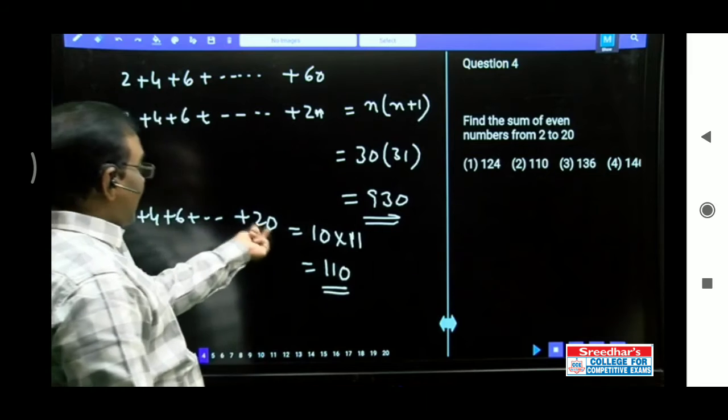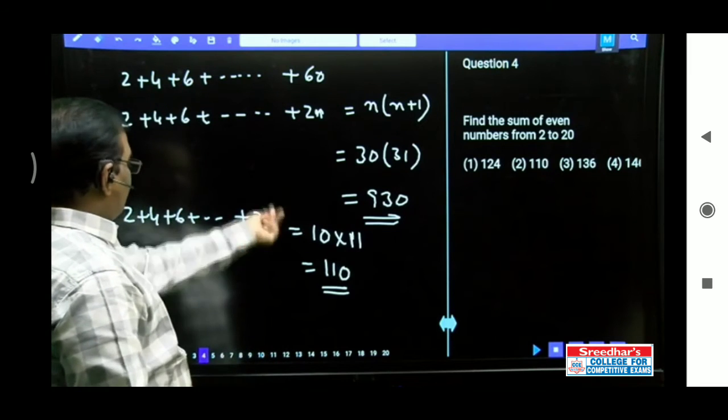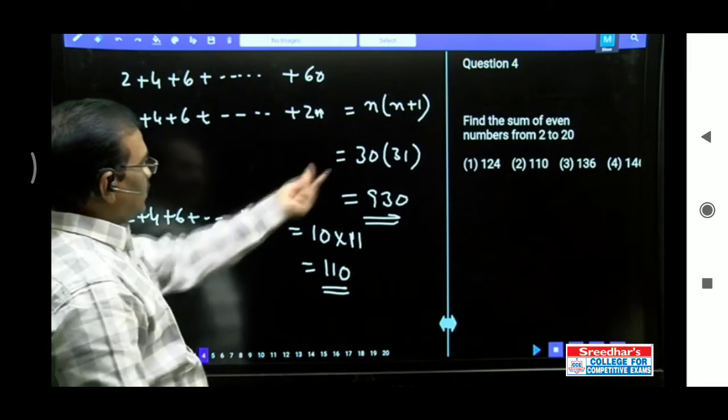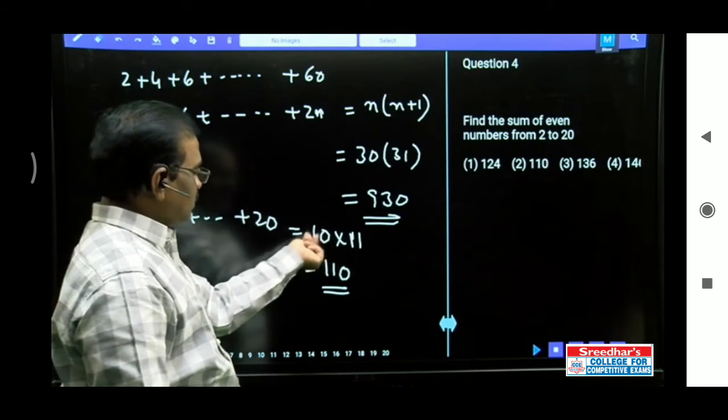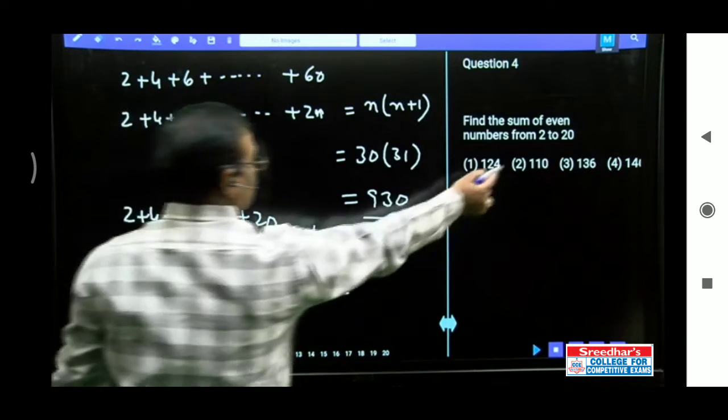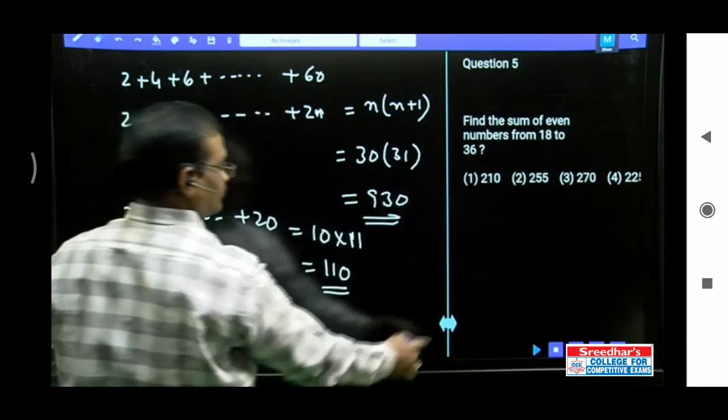Sum of the first 10 even numbers, 2, 4, 6. 20 వరకు మాట్లాడుతున్నాడు. 2 to 20 అంటే ఈ 20th is 10th even number. n is equal to 10 సబ్స్టిట్యూట్ చేస్తే n into n plus 1, 110 is the answer. Second option. Next, fifth one.